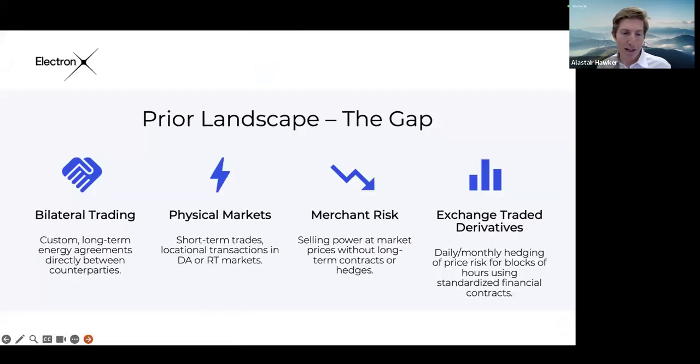The prior power trading landscape and the gap that Electron-X is here to fill. Prior to Electron-X, power trading was either physical in the real-time and day-ahead markets, or through PPAs, or a bilateral OTC swap derivatives trade, or via other listed derivatives exchanges as broader and longer duration exposure. The market's hedging tools built for the old grid have not kept pace, and Electron-X has been built to solve this.